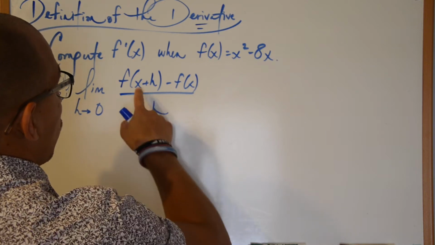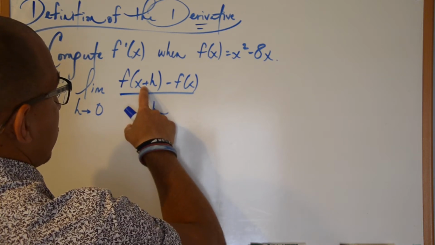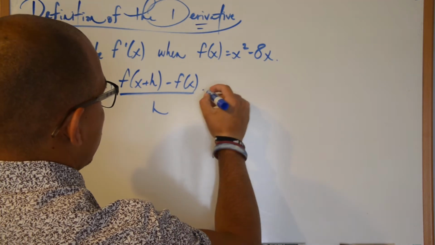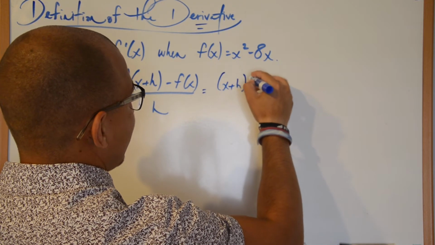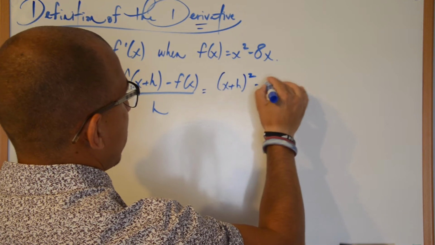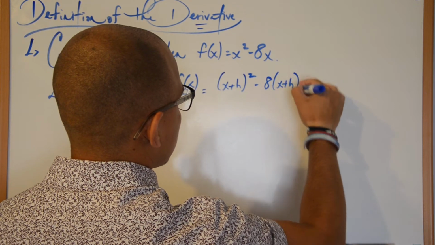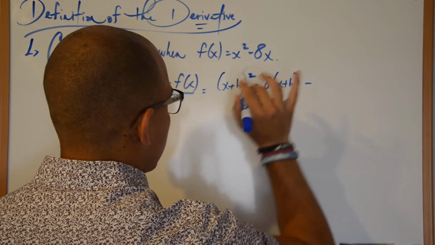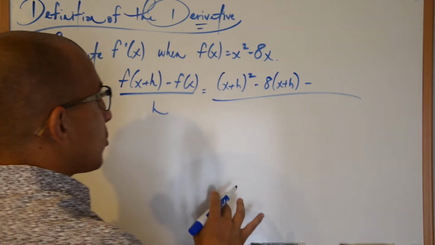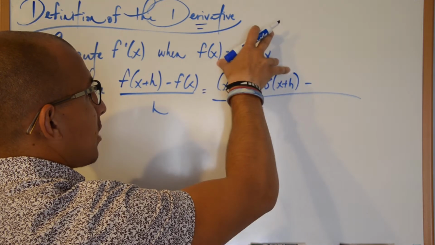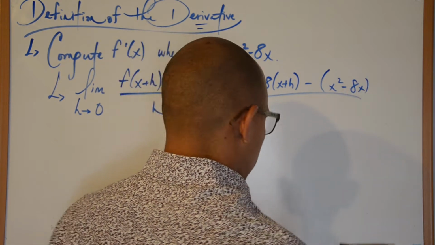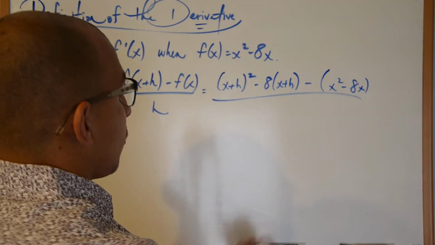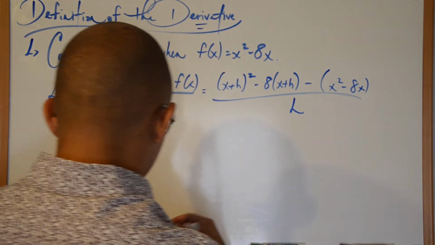So what we need to first do is substitute this expression into each input. So we wind up with x plus h squared minus 8 times x plus h minus, now we're going to have a typical mistake, right? We're subtracting the entire function. So when there's more than one term, I suggest putting in parentheses. That way you don't make any careless sign mistakes.